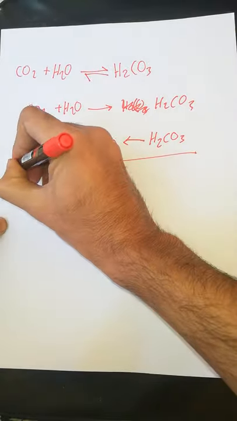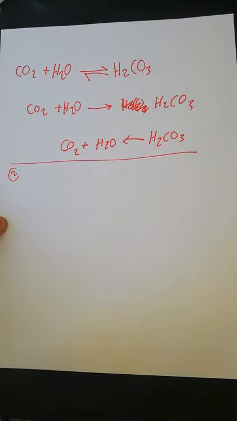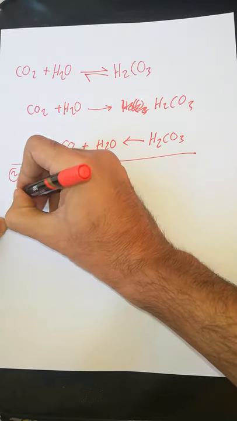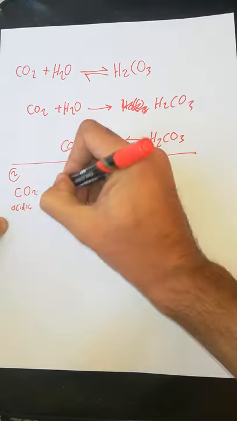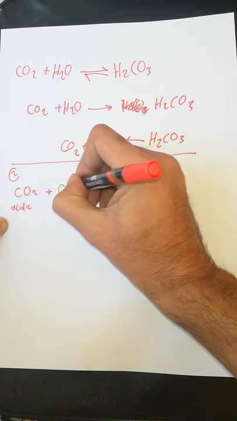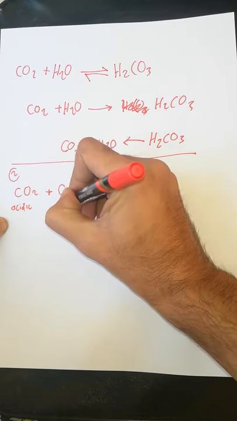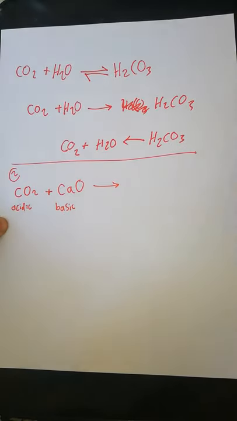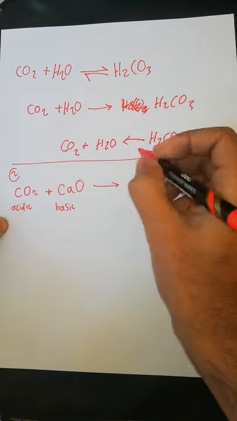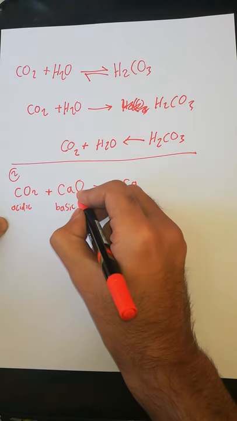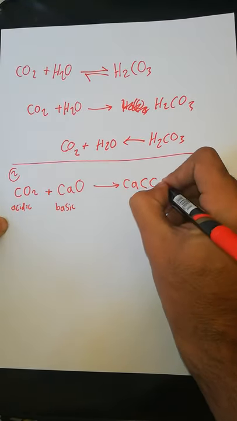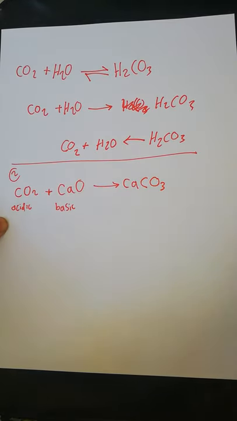The second property: the CO2 reacts with basic oxide. CO2 هذا acidic oxide plus CaO هذا basic oxide. شو راح ينطيني؟ The cation is Ca. CO2 plus O, CO3, calcium carbonate.